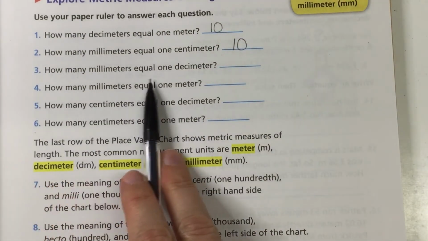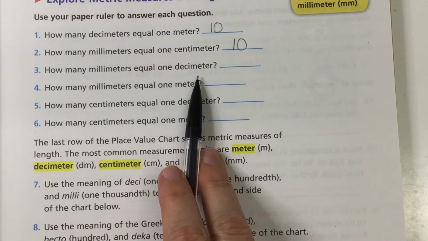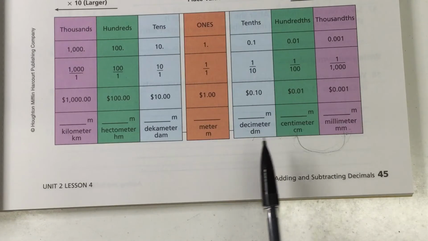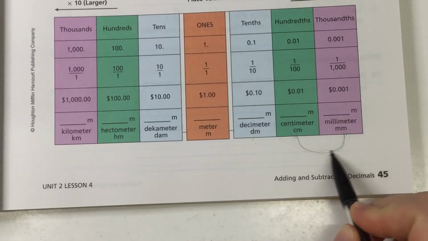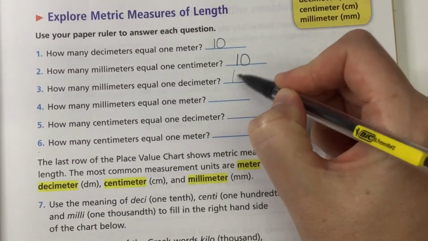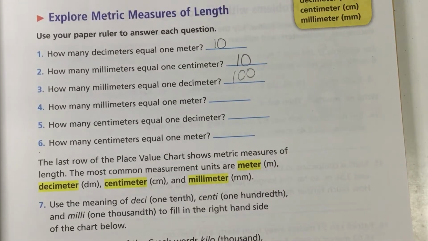How many millimeters equal 1 decimeter? Well, now it's going to be 2 hops. 1, 2. So instead of 1 and 1 zero, so 10, it's going to be 2 zeros, so 100. Is that starting to make sense? So every hop is a 0.